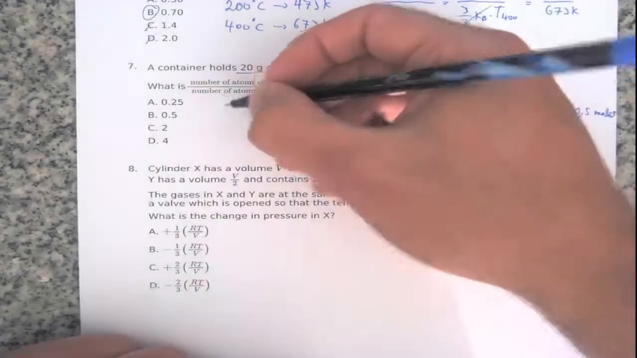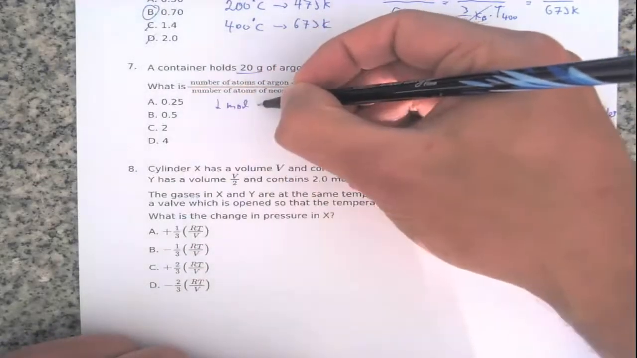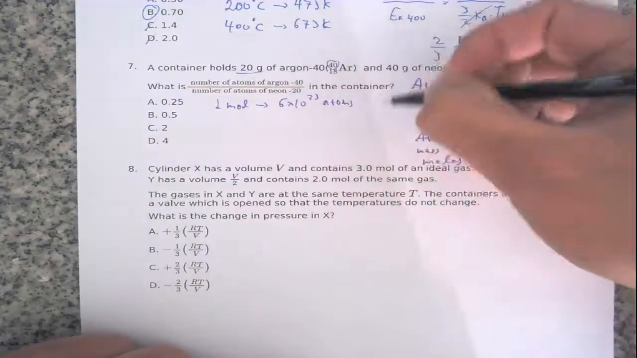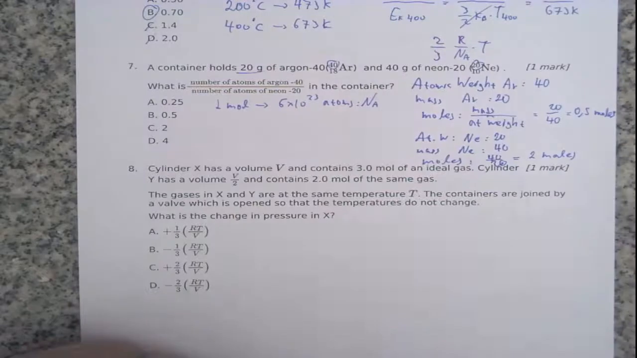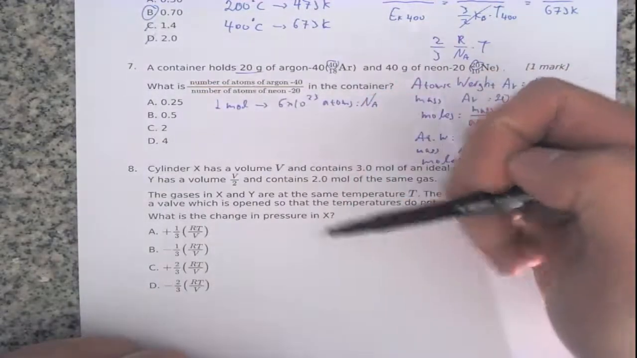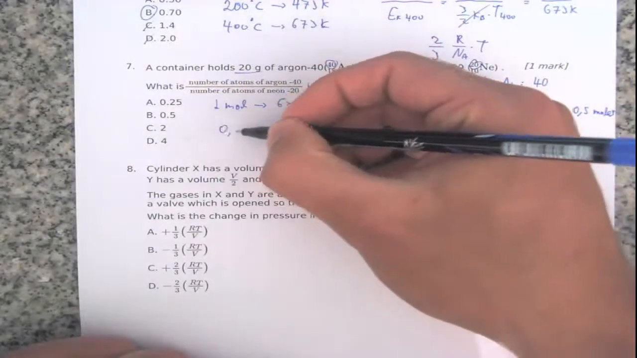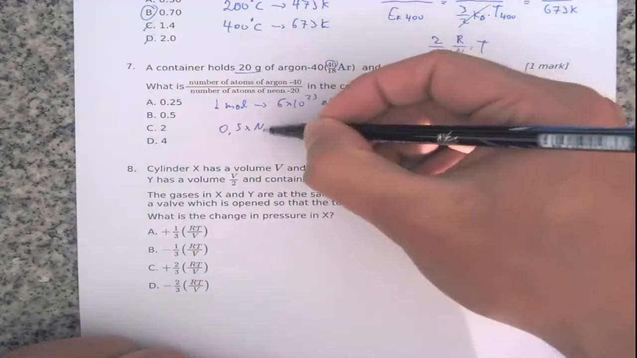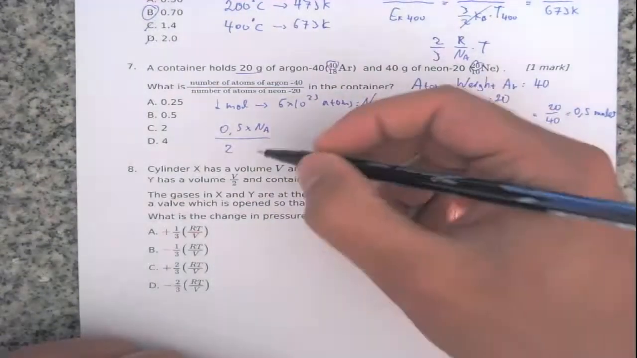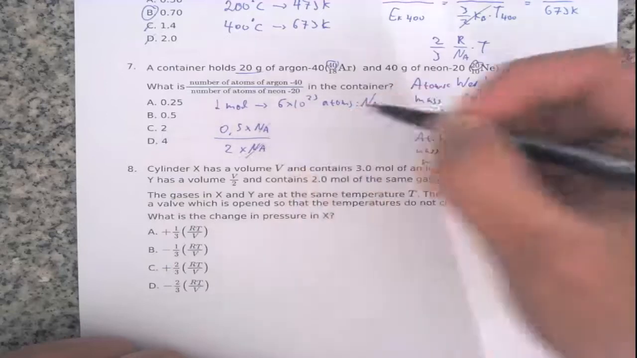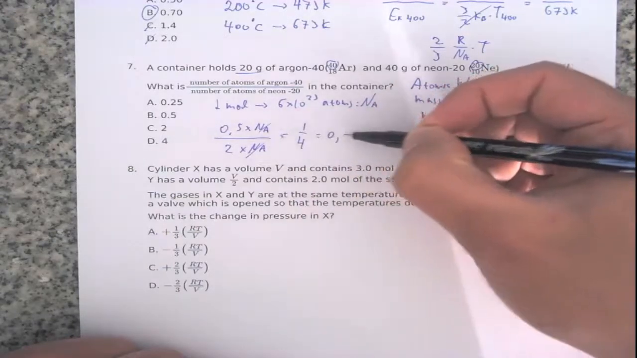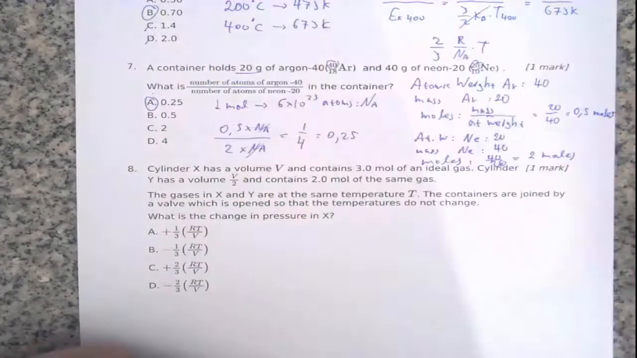Now you know that 1 mole contains 6 times 10 to the power of 23 atoms, and this is Avogadro's number. So in order to take the ratio between these two substances, you have to take the number of moles of argon times Avogadro's constant over the number of moles of neon times Avogadro's constant. These cancel out, of course, and you have 1 over 4, so this is 0.25. And this is your correct answer, A.